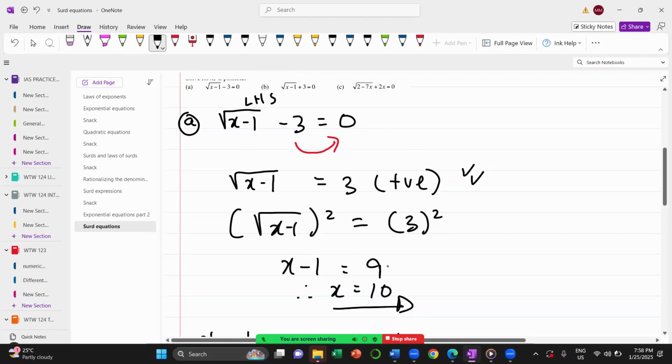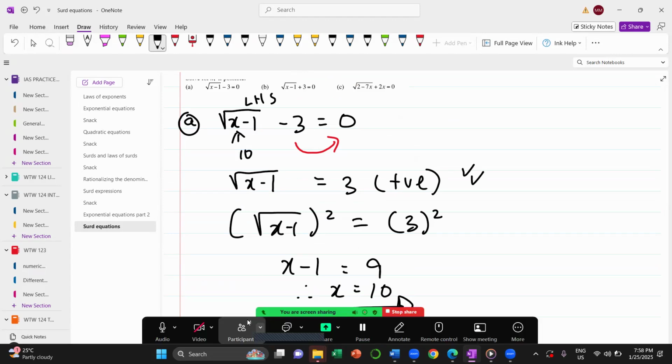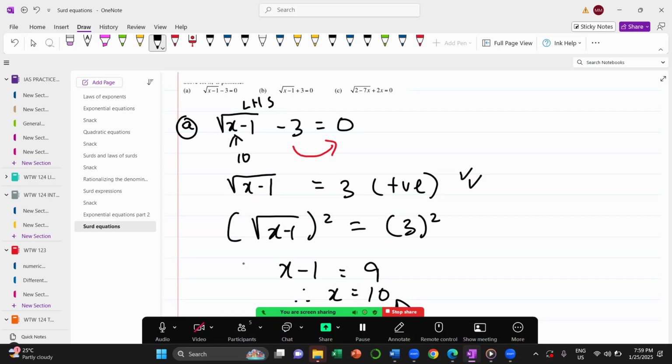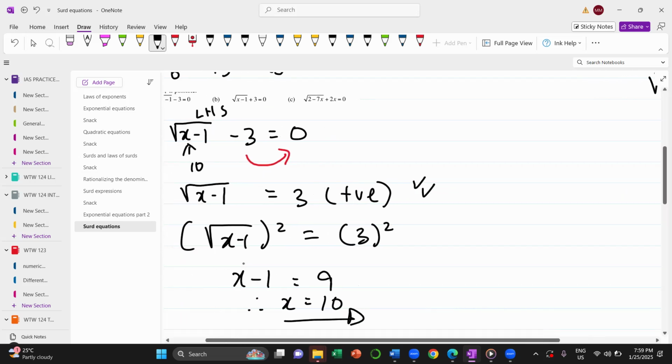Guys, where you see x, you are just going to substitute 10. Guys, are you still here? Yes, sir. Zero. I agree. What are you guys getting when you substitute? Zero. You are getting 0. Yes. Okay, thank you. You guys are correct. So our answer is correct.